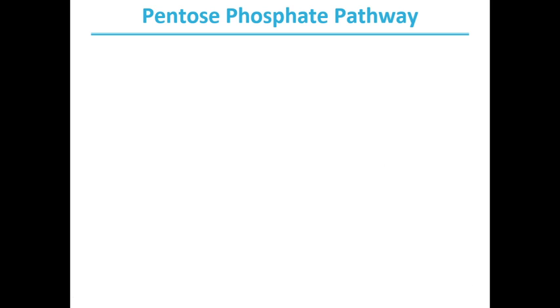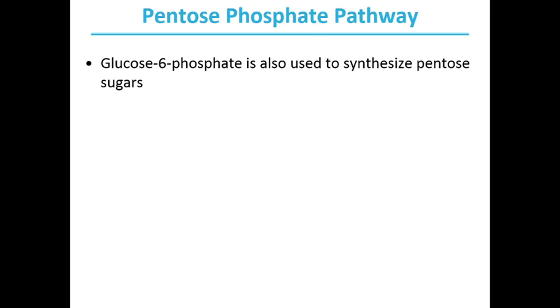Let us begin our discussion on pentose phosphate pathway. Glucose-6 phosphate is also used to synthesize pentose sugars. And where do pentose sugars get utilized? Pentose sugars, as you may remember, are used in making nucleotides, right? DNA and RNA.